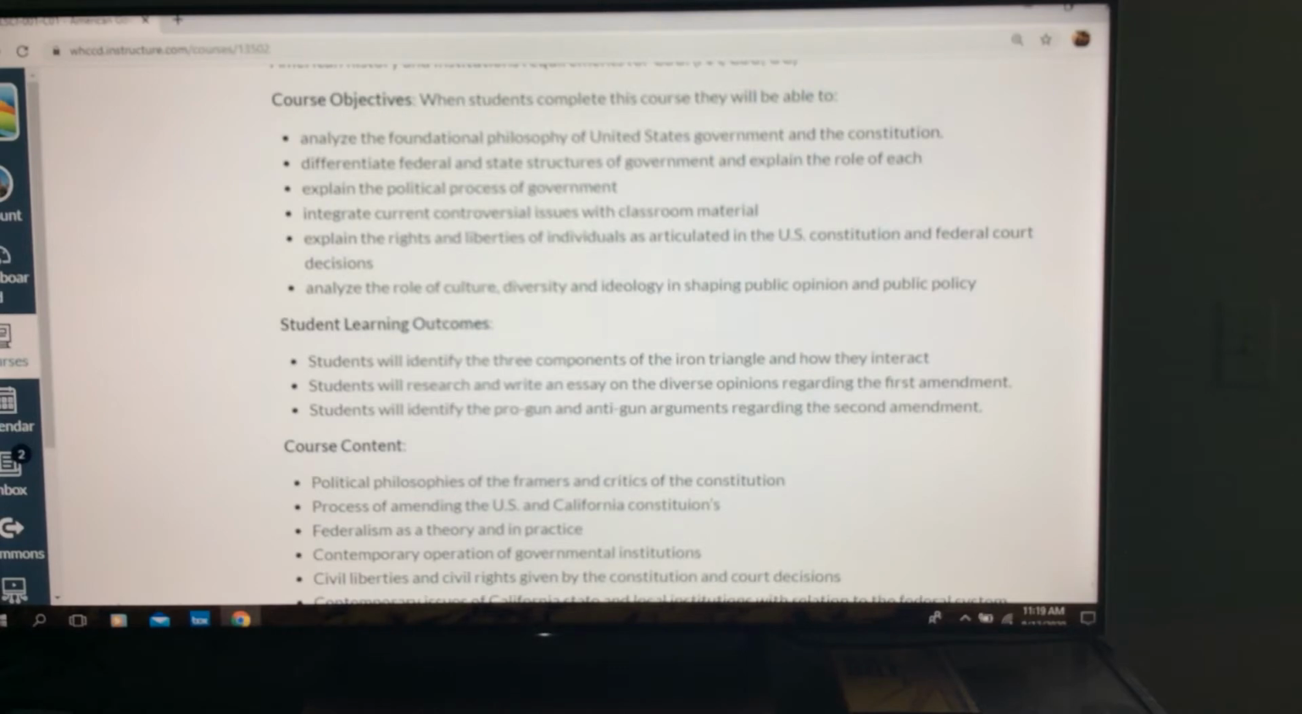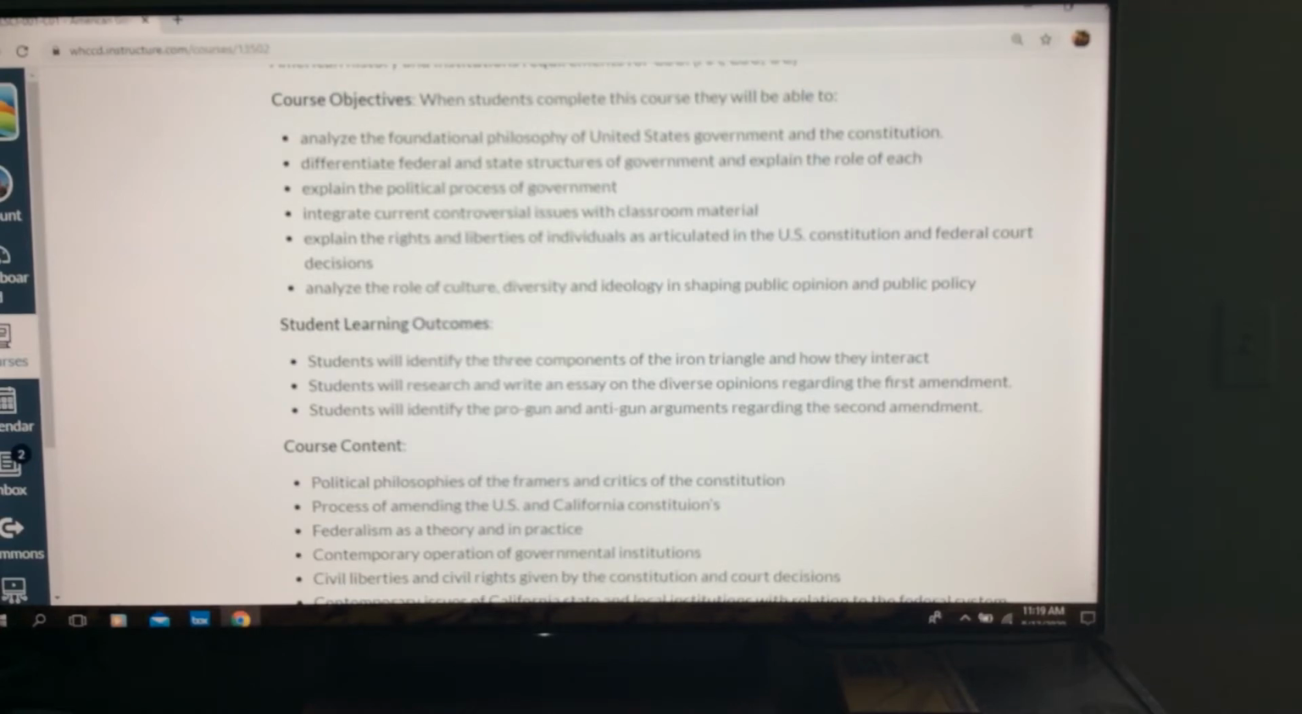Why did the founders establish the Constitution? What was the philosophy behind our government and the Constitution? You should know the differences between federal and state governments. Explain how the political process works. So, like the Electoral College, since it's an election year, how does that work? Integrate controversial issues with classroom material. So, what's going on? We can tie that into what we're learning about. So when we talk about the Electoral College, and in November, you should understand how that works.